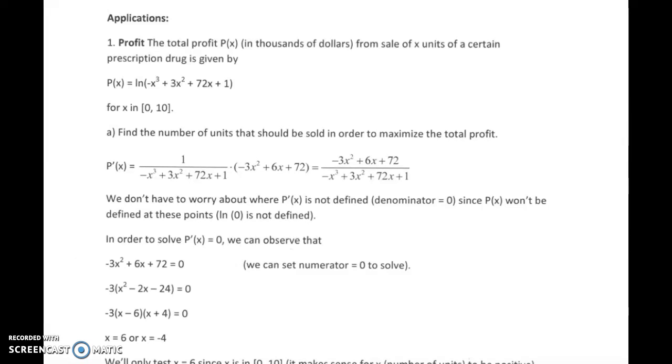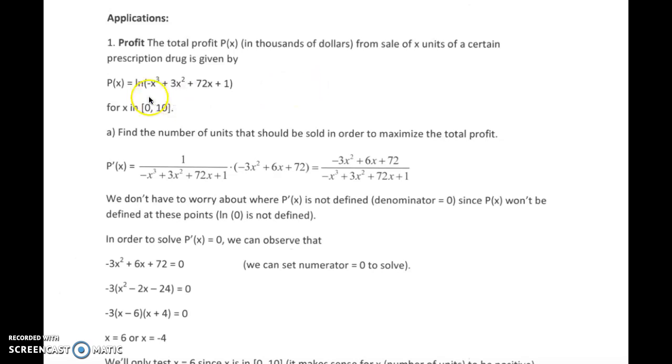Okay, now that we've looked at the first derivative test for max and min, let's go ahead and look at some applications here. So first one here, we have a profit in thousands of dollars from the sale of x units of a certain prescription drug is given by a certain function that happens to be a natural log function, natural log of negative x cubed plus 3x squared plus 72x plus 1.